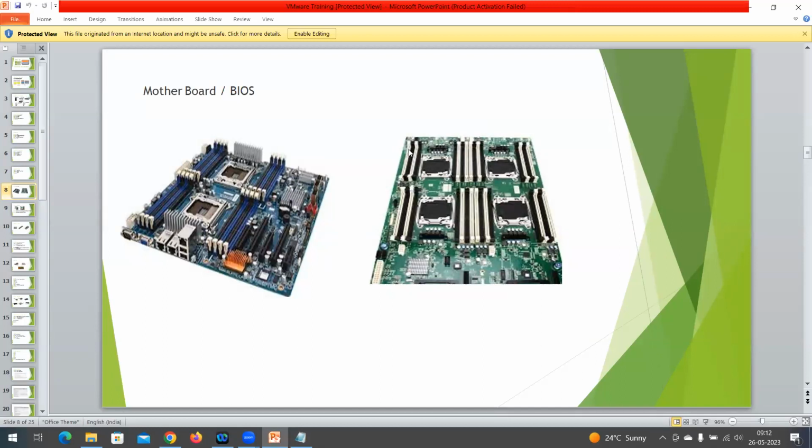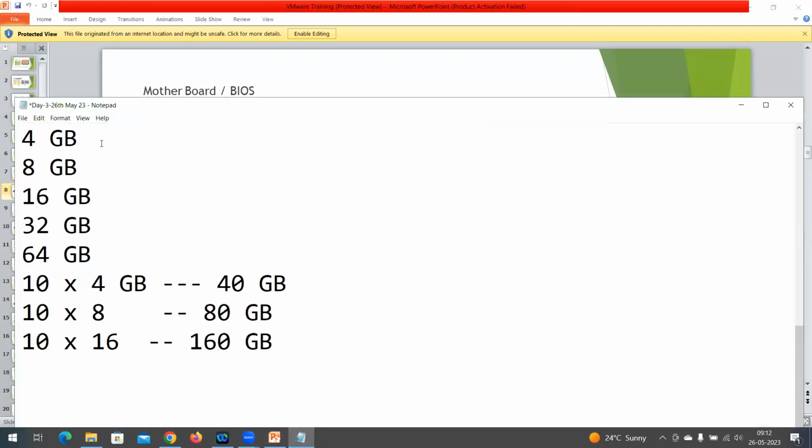For example, I have 10 slots available on this motherboard. So 10 slots, what is the memory configuration I can achieve? If I install 4 GB in each memory module, 10 slots times 4 GB memory modules, what memory am I going to get? A total capacity of 40 GB.